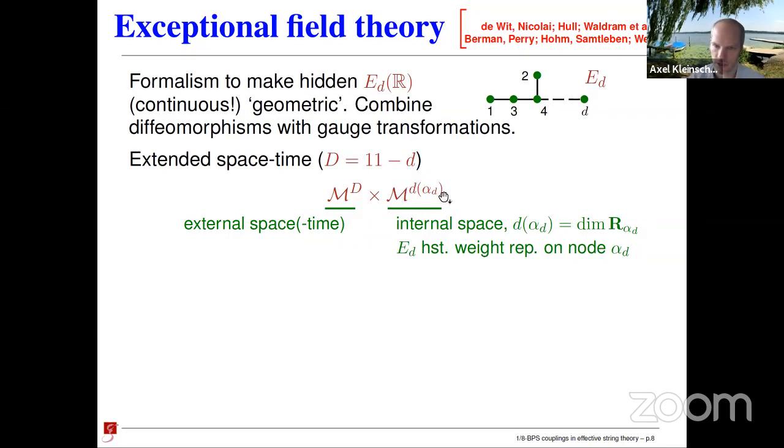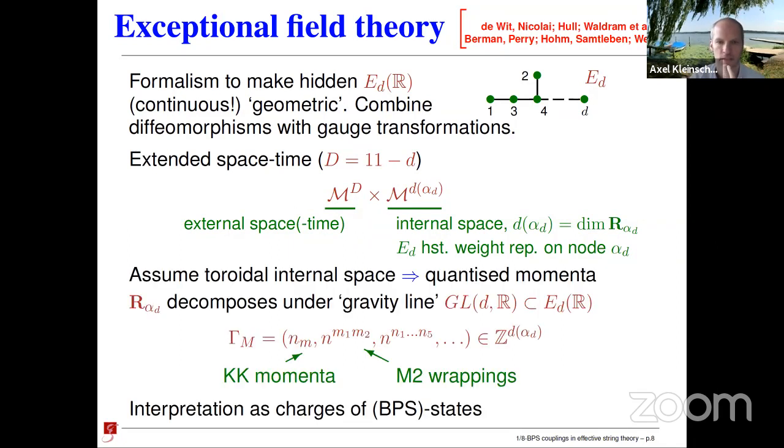When you go from 11 to 4 dimensions, normally you would have 7 internal directions. You make it much larger; in this case it would be 56-dimensional. I will give you a table in a moment. So you work on this extended space-time and formulate the theory here. I will not go through the details, because what I will use in this talk is that we assume this extended internal space is toroidal.